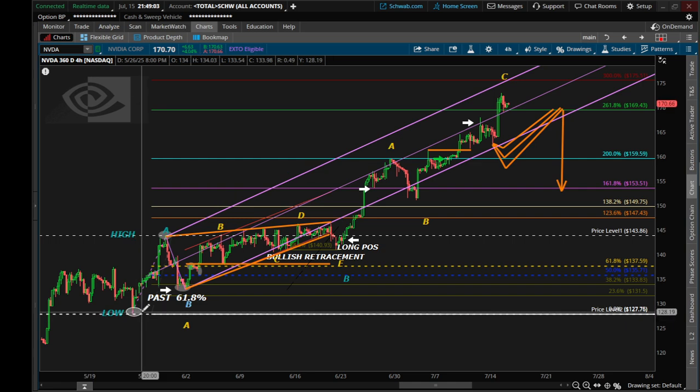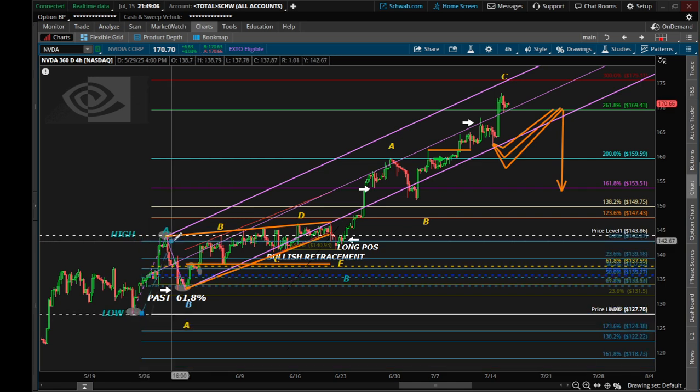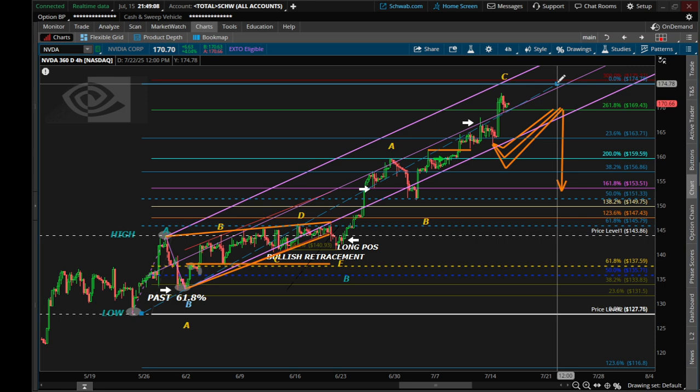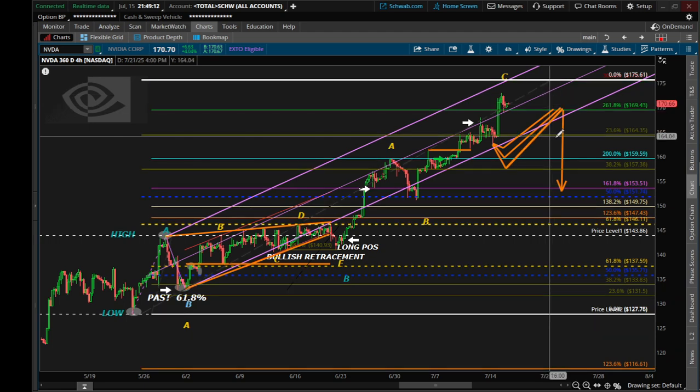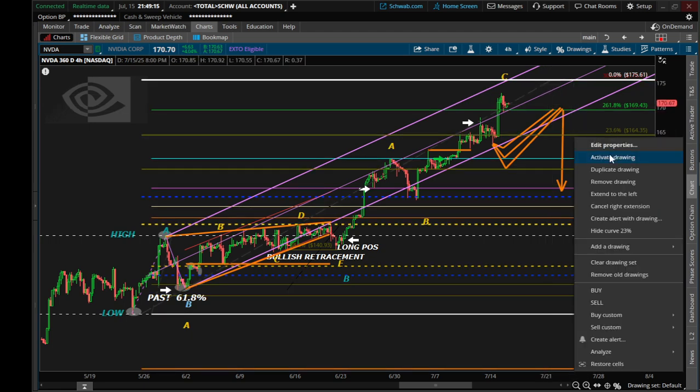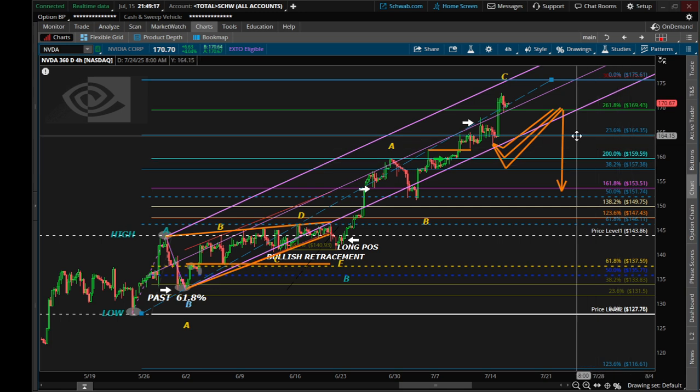So again, you just take it, click on the bottom of the beginning of the A, and click it. We're going to say that it's going to go to the 300, so we're going to go ahead and click around the 300. Let's highlight these real quick. So our 23.6 retracement is at 164. Our 38.2 is at 157. Our 50% is at 152. Our 61.8 is at 146.